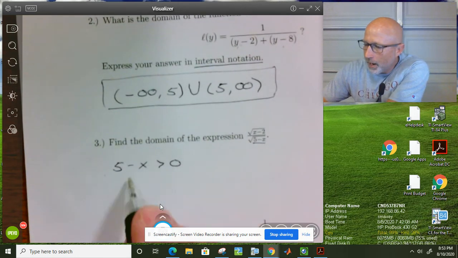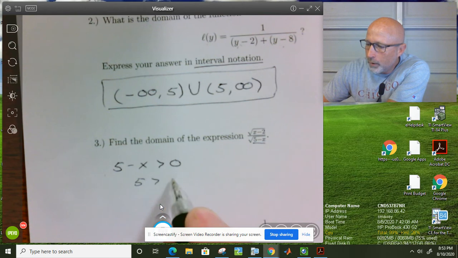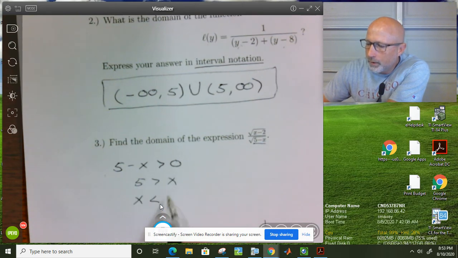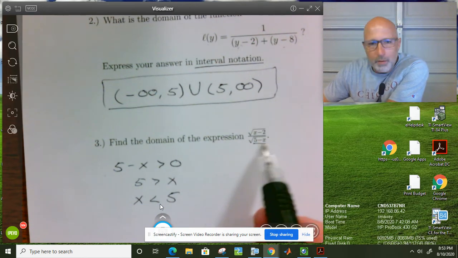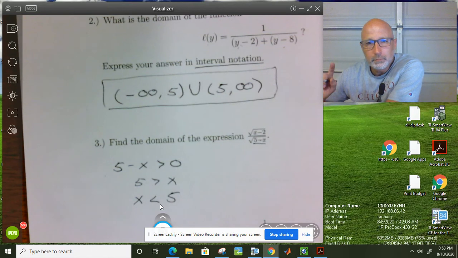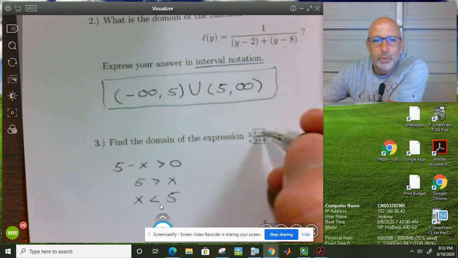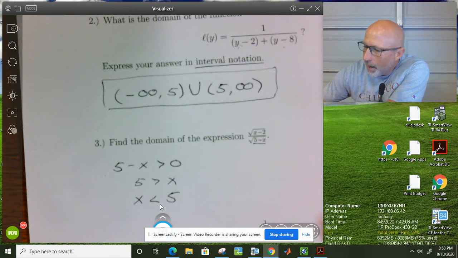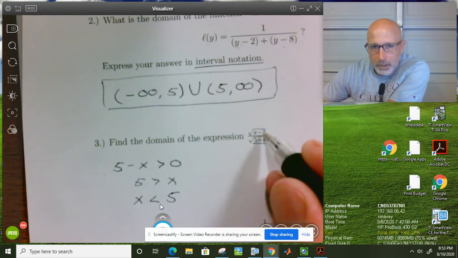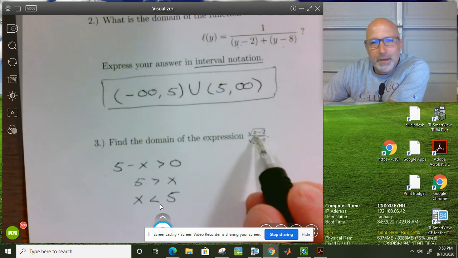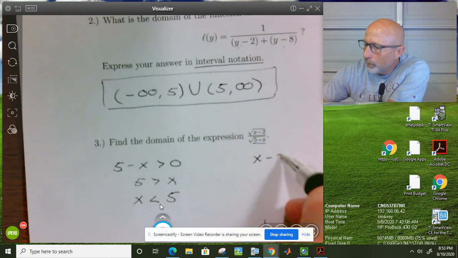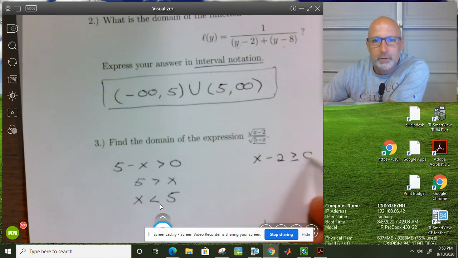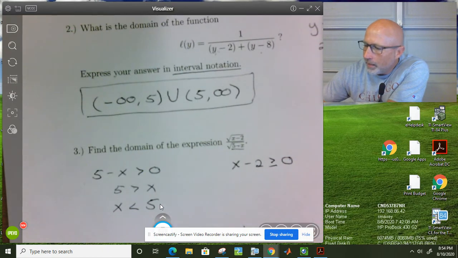Pretty simple, solve. So add the x to the other side: 5 is greater than x, or x is less than 5. Notice that the arrow is pointing at the x. Okay, so simple enough. To make the bottom work, x has to be less than 5. However, you have a square root on the top. Once again, now this time the top can be equal to 0, because you can have 0 on the top. So you want x minus 2 is greater than or equal to 0. Add 2 to the other side, so x is going to be greater than or equal to 2.